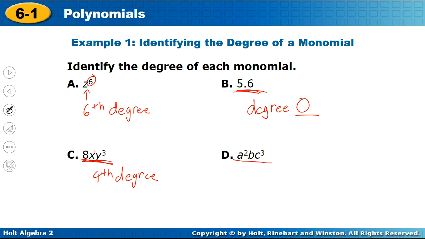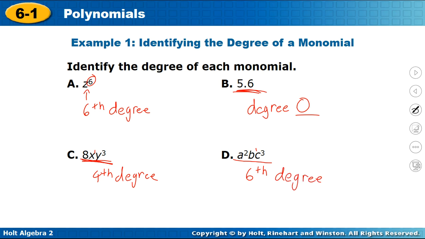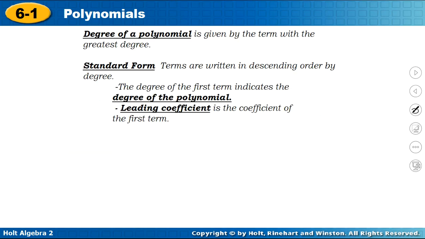And then this one, again, it's all bunched together. We're going to add the exponents on the variables. The variable a has a 2, b has a 1, and c has a 3. So it's going to make this a 6th degree, because if you add those exponents up, 2 plus 1 plus 3 is 6. So it's going to be a 6th degree term.